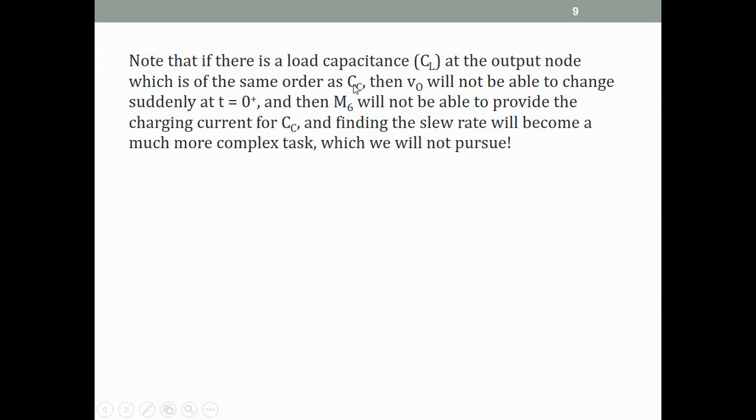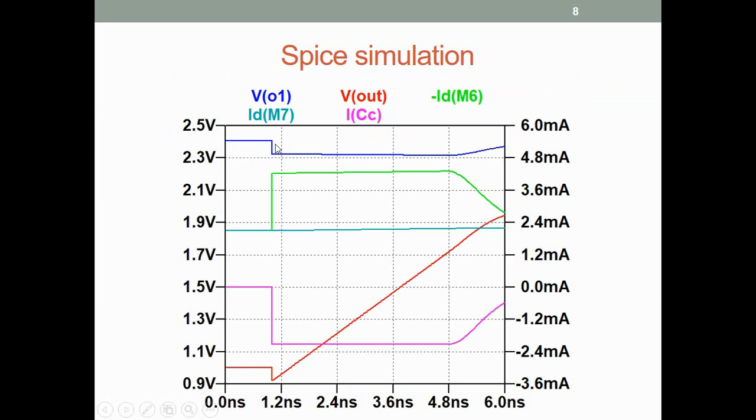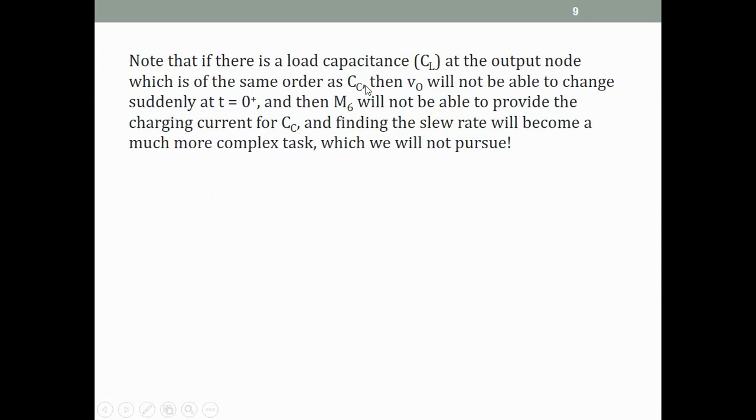And if Cl is present, then here we said that V out will suddenly reduce at t equal to 0. But if there is a CL, it will not allow V out to change suddenly. Then the analysis becomes much more complex and we will not study it in this course. Alright, this is far too advanced for our course, especially because we've hardly done any transient analysis in the course. Okay, but you can think about it if you are adventurous.